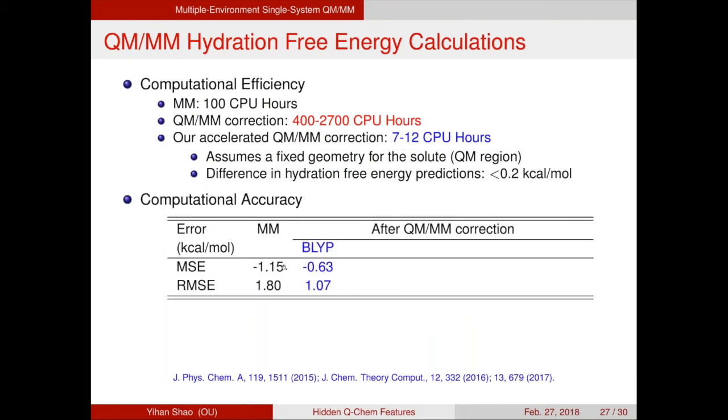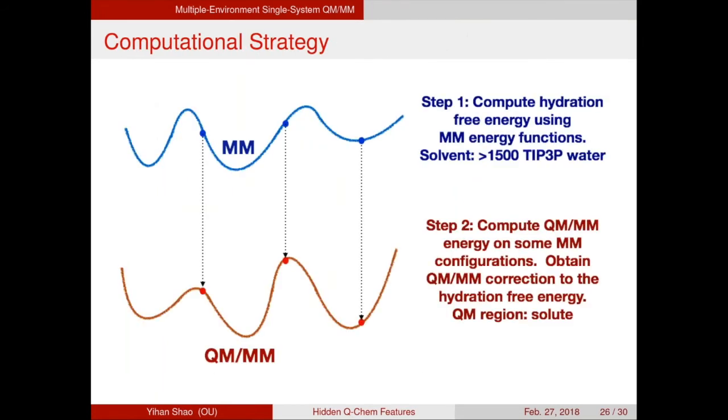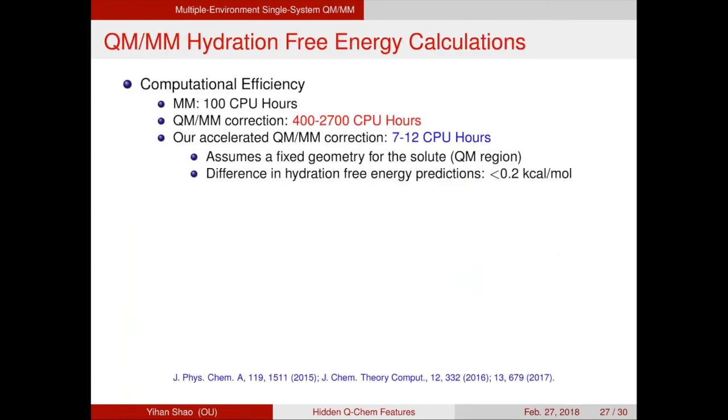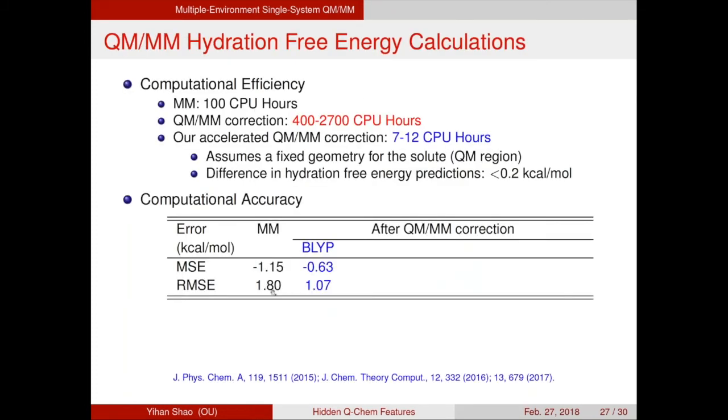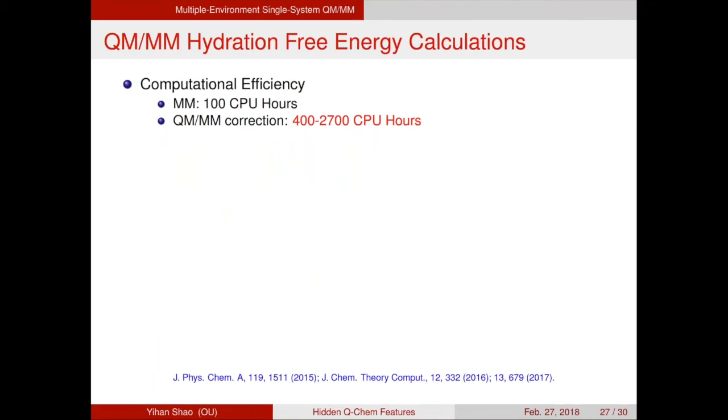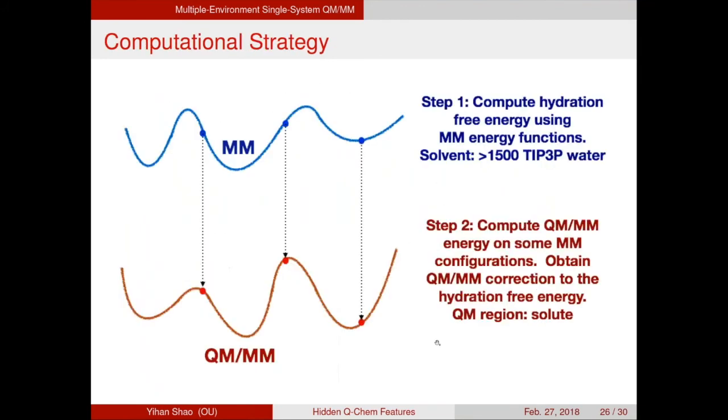And so let's look at the results. If we compute the hydration free energy for those molecules using just step one, just MM sampling, the error will be roughly 1.8 kcal/mol. That's in terms of root mean square error. And if we use the B3LYP functional, and what they are doing there is... I forgot to mention that.